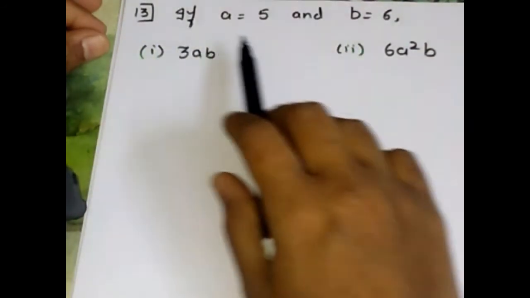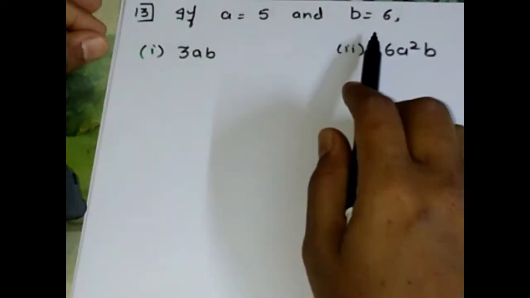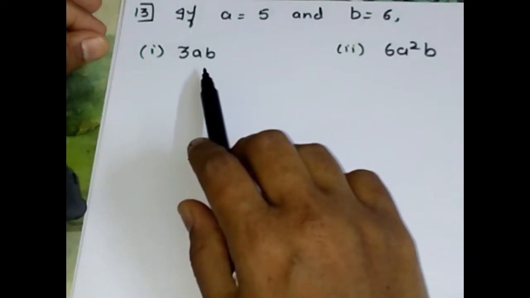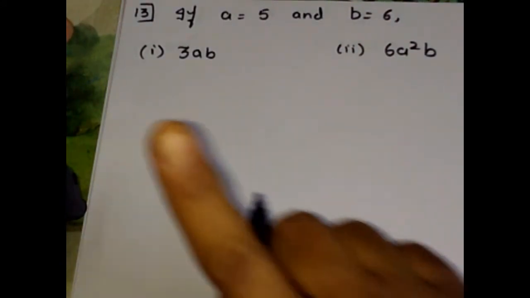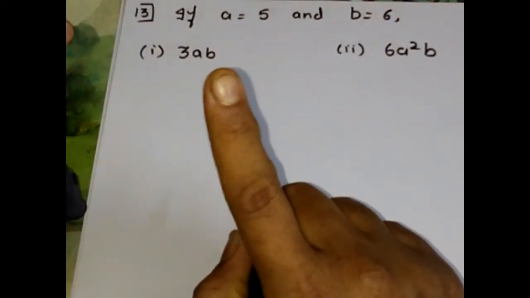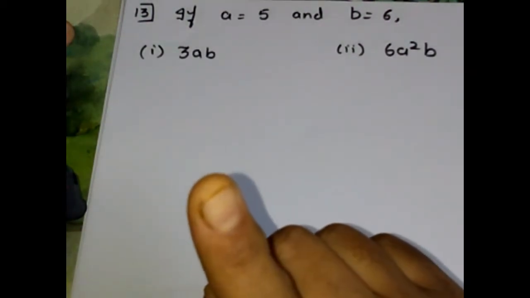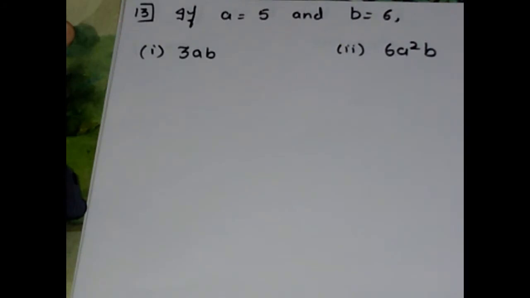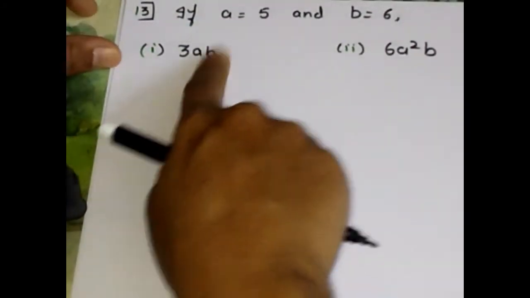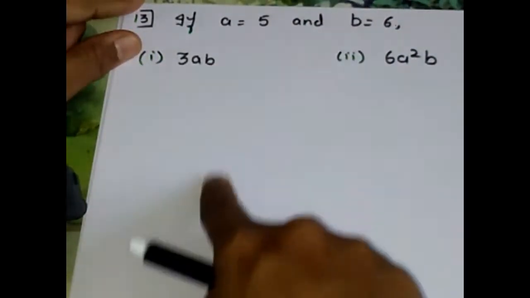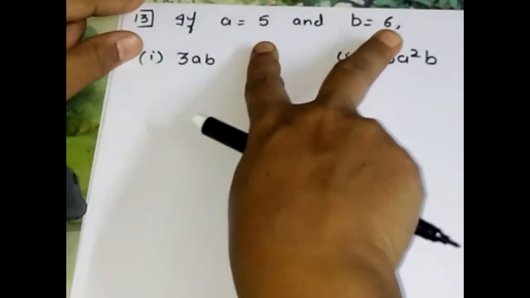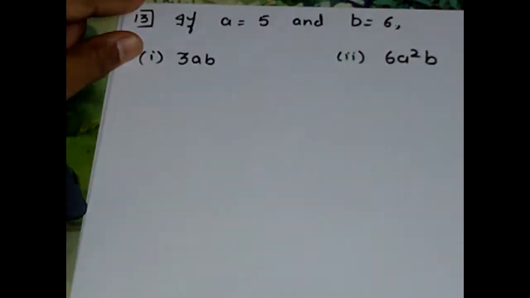13th main. If A is equal to 5 and B is equal to 6, find the value of, we have 3 sub questions. Look at the question carefully children. Before mains, how did we solve? There was only one unknown variable and the value of that variable was given in the question. So the similar process here, we have two variables and the values of both variables are given in the question. So the 3 steps are same. Read the question, substitute the values of the variables and then simplify.